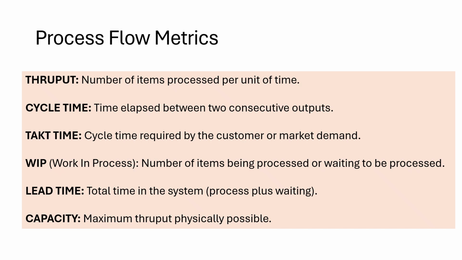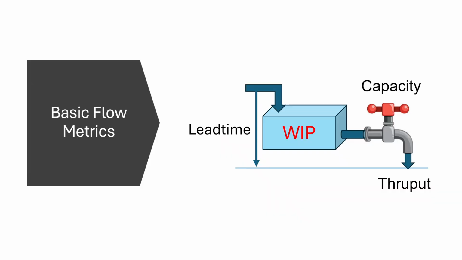These metrics can be applied to a single process step or to the whole value stream. This model represents each of the steps in a value stream. The throughput is limited by the step capacity and available WIP. The lead time is the total time from input to output including waiting time and process time. WIP includes items being processed or waiting to be processed.